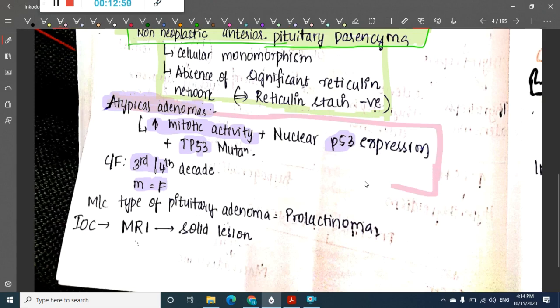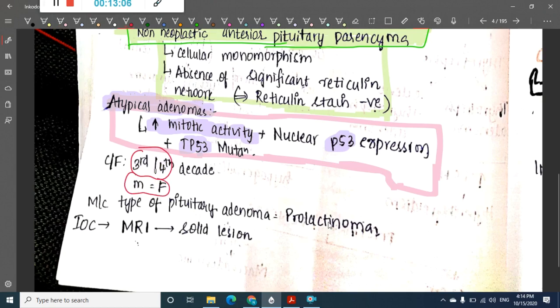Now, after this, atypical pituitary adenoma is the one with increased mitotic activity. Then this pituitary adenoma is most commonly seen in the 3rd to 4th decade. Okay, it is most commonly seen in females.